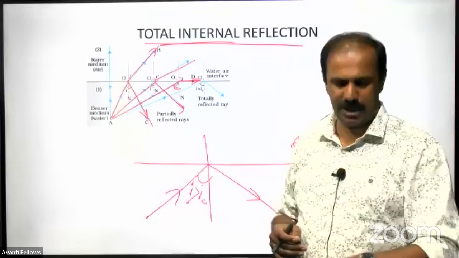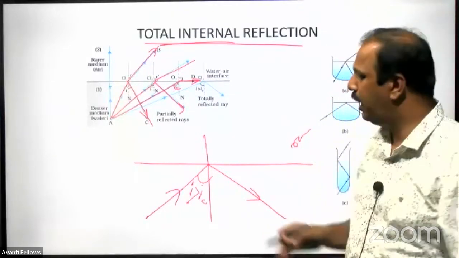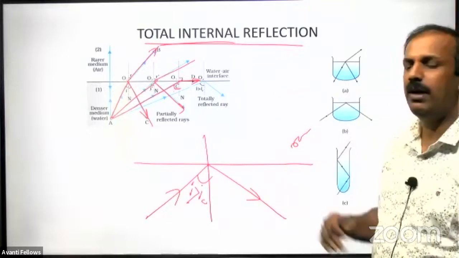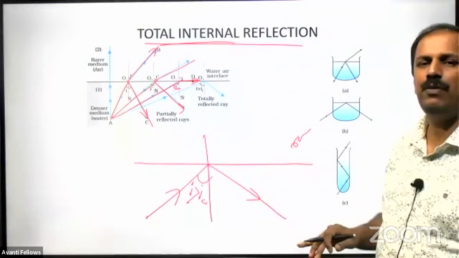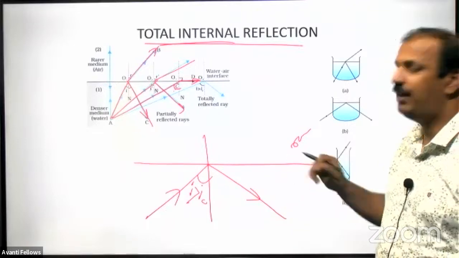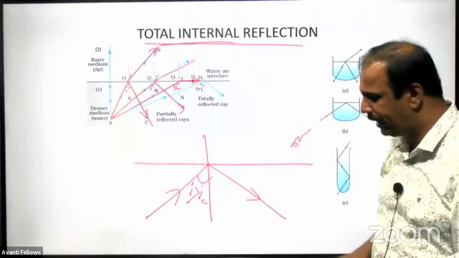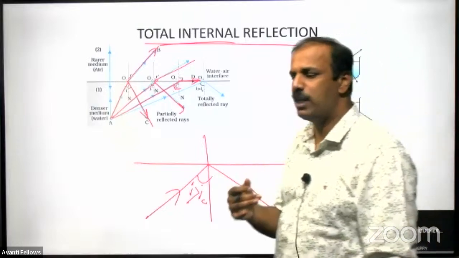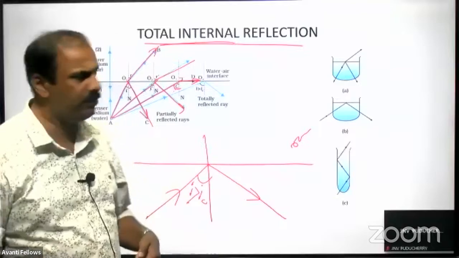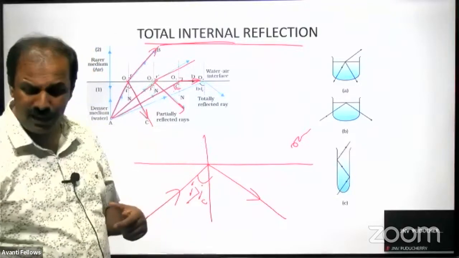So we have two conditions. First condition is the light should try to pass from denser medium to rarer medium. Second condition is the angle of incidence should be greater than critical angle. If these two conditions are satisfied, no refraction will take place. The entire light will reflect back to the denser medium itself. So that is called total internal reflection.